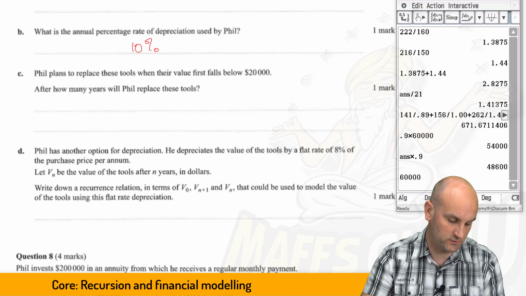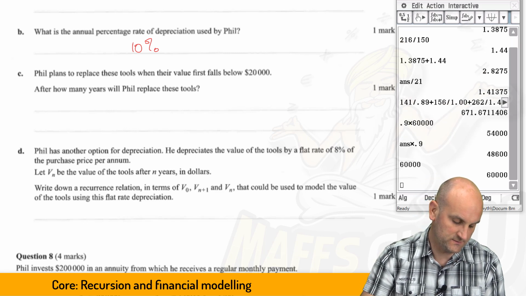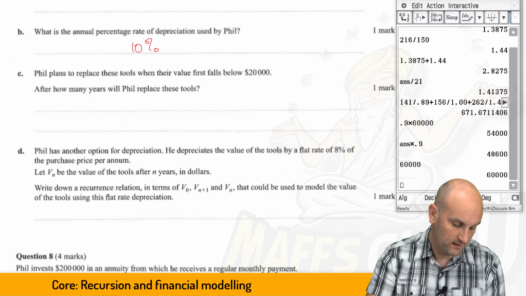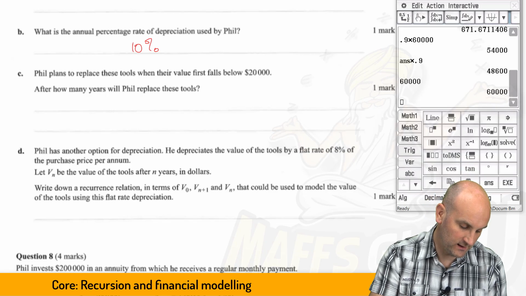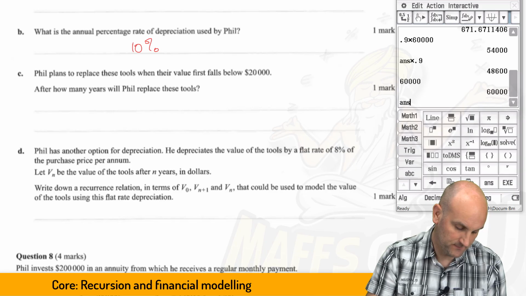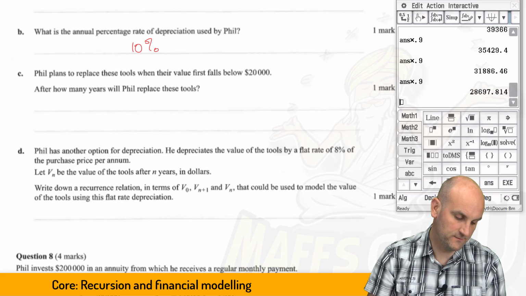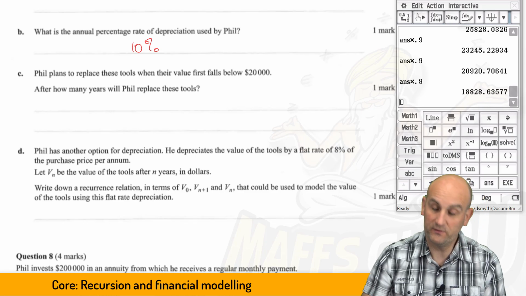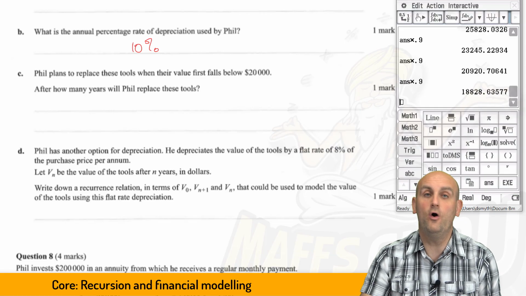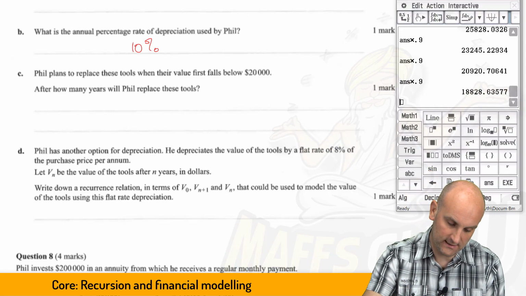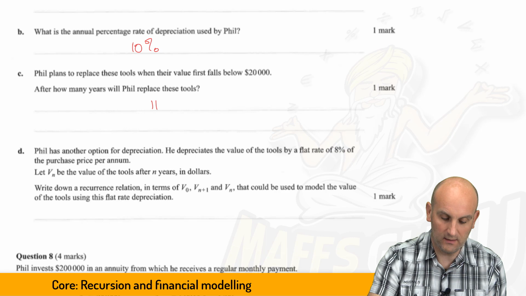So 60,000, using my calculator, times by 0.9. Then answer times 0.9, and keep going: 1, 2, 3, 4, 5, 6, 7, 8, 9, 10, and 11. So there we go, 11 years. Just a matter of hitting execute on my calculator. So how many years? The answer is 11.